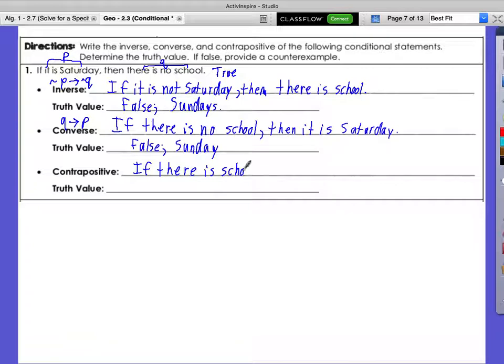And this is because we do not Q now. We switch the order and we negate it. Not Q, then not P. So our not Q was, if there is no school, so if there is school, it's still our not Q, then it is not Saturday.